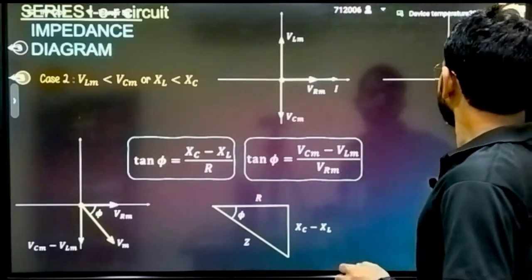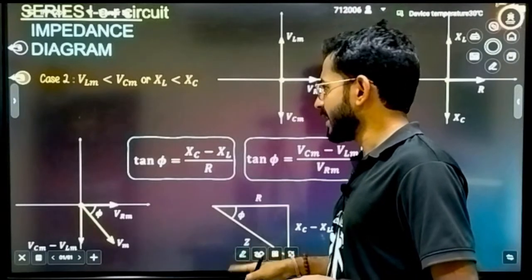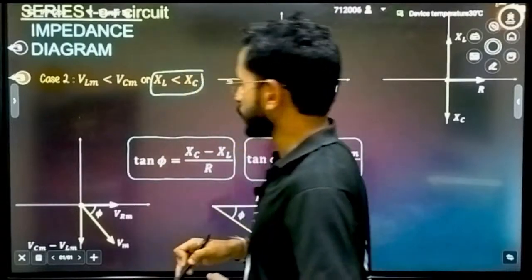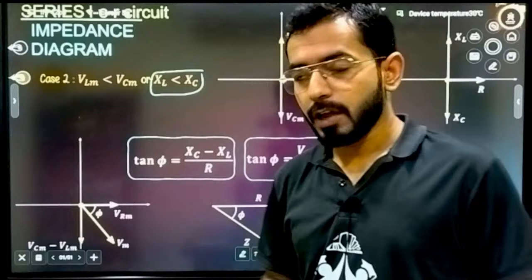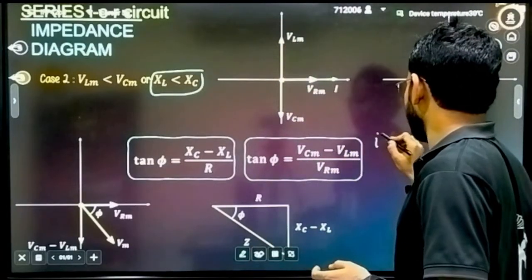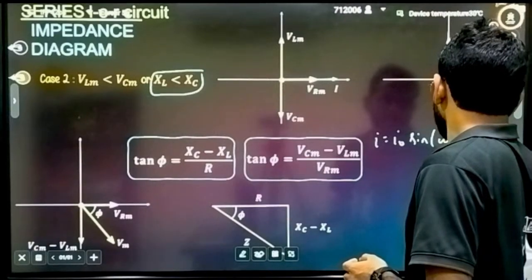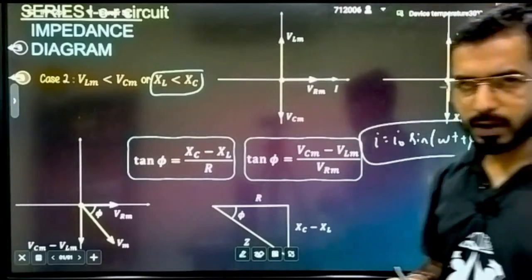Now case 2. Same way. Now this time who is greater? XC is greater than XL. That means who is leading this time? It will be a capacitive circuit. Capacitive circuit means if you are writing the general equation of current, I will write I is equal to I naught sine of omega t plus phi. That means the current will be leading this time by some angle phi.